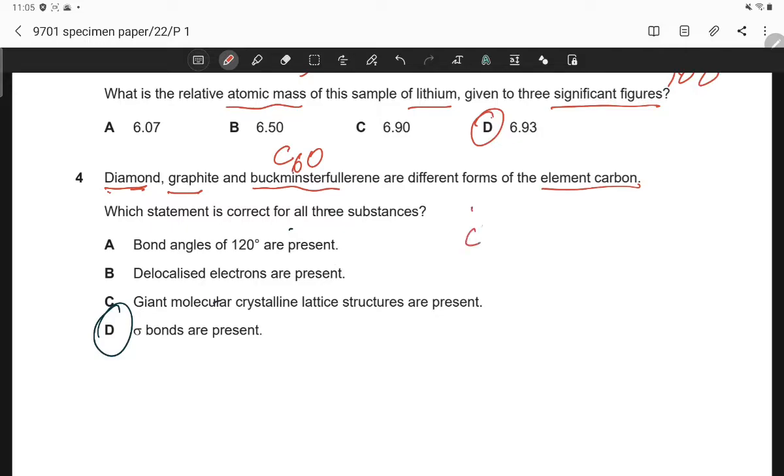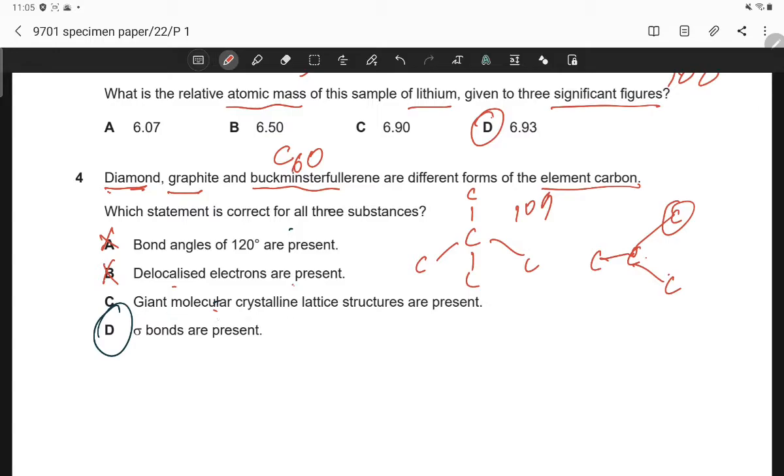Diamond, this is the diamond structure. It is tetrahedral, so the bond angle in tetrahedral is 109.5 degrees. In graphite, this is hexagonal. Each carbon is surrounded by 3 carbon atoms, so the bond angle will be 120 in graphite. So this is incorrect. Delocalized electrons are present: in diamond there are no delocalized electrons, but in graphite there are delocalized electrons. So this is also incorrect.